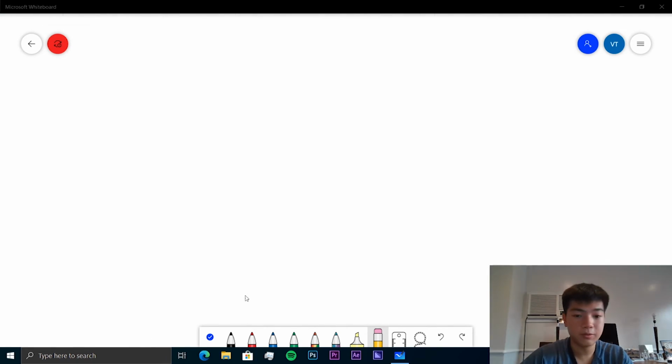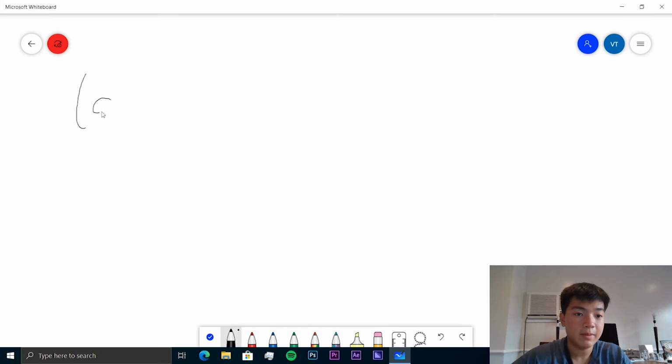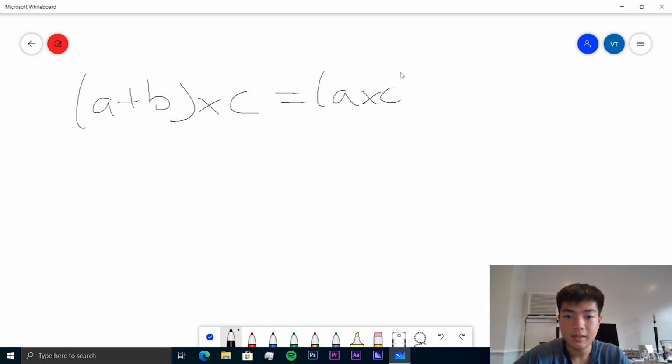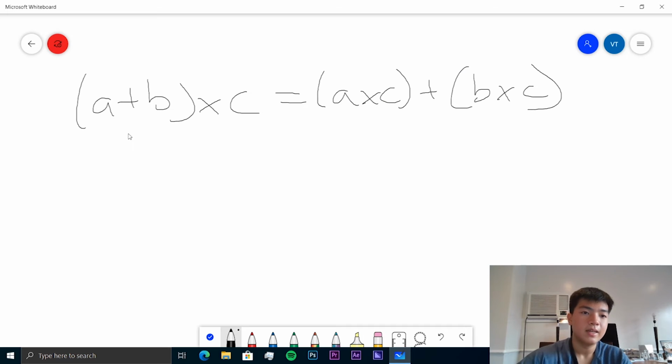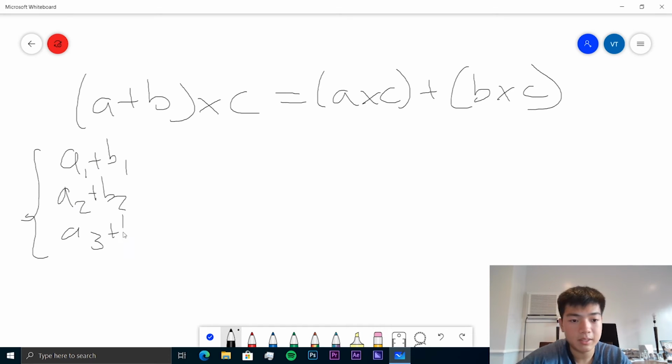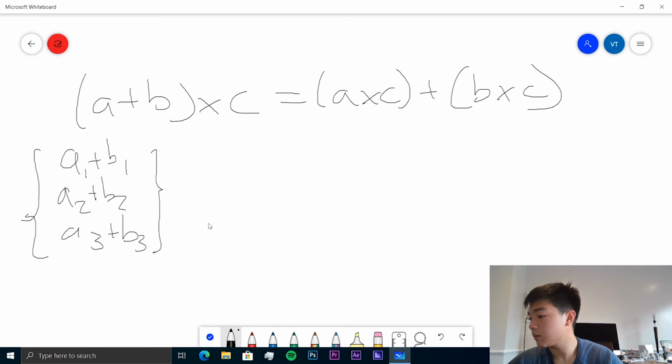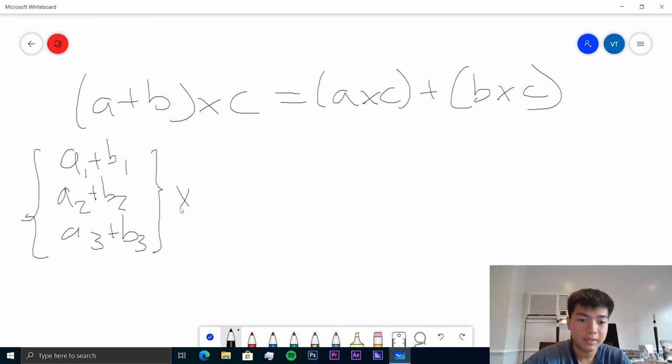question is to prove that A plus B times C is equal to A times C plus B times C. Okay, I guess we can just do this by expanding it. So this is equal to A1 plus B1 times C. So let's write this out. A2 plus B2 and then A3 plus B3. And then we have times, of course, C1, C2, C3.